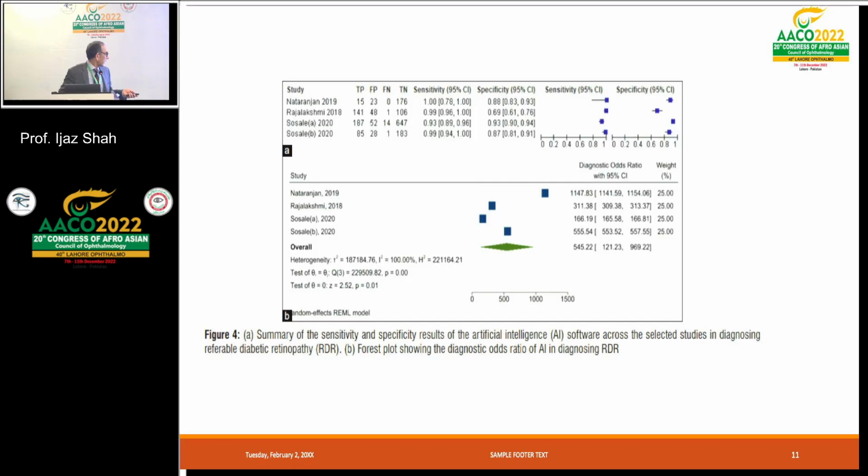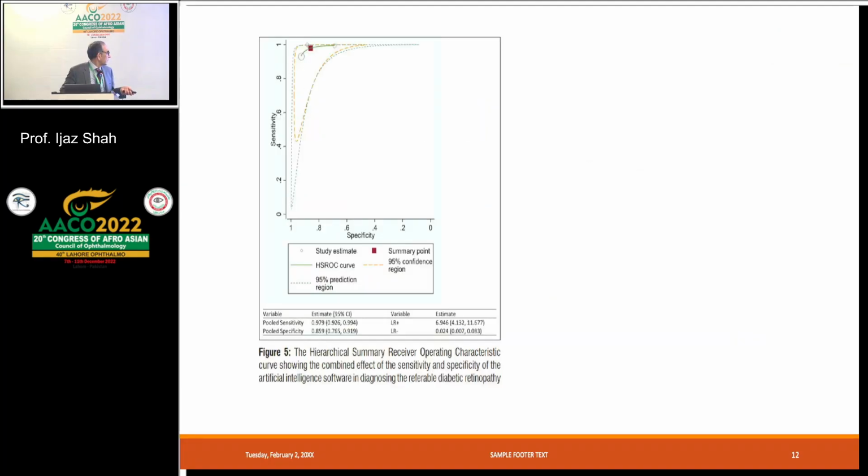And then they look at the forest plot for referable diabetic retinopathy, because this is what we need to identify. This is the key, otherwise we will be spending a lot of resources on just picking up things which may not be relevant. So again, the specificity and sensitivity is shown here, and it is for referable diabetic retinopathy.